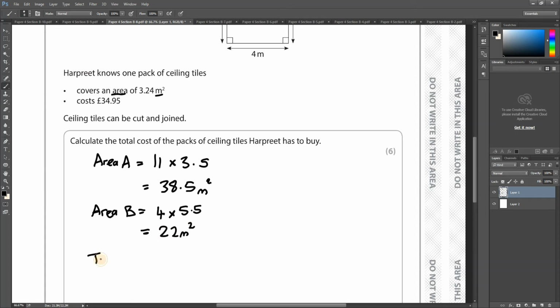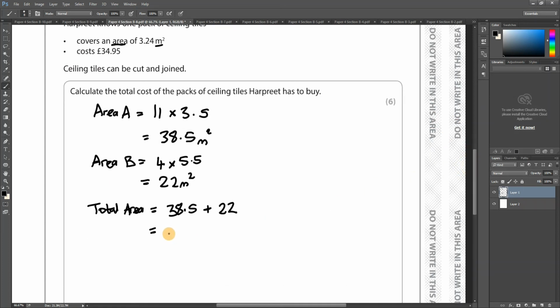So the total area is 38.5 plus 22, which is 60.5. Yeah, so however you get your answer for your area makes no difference. You should get 60.5.